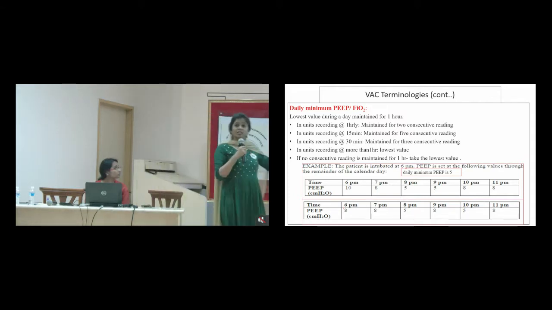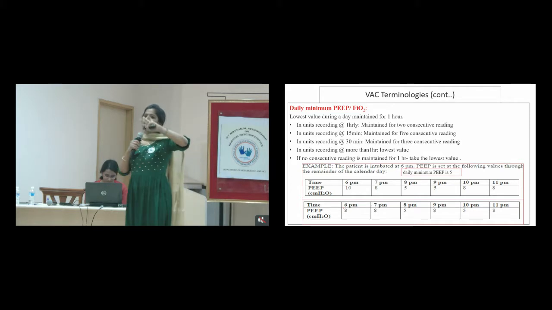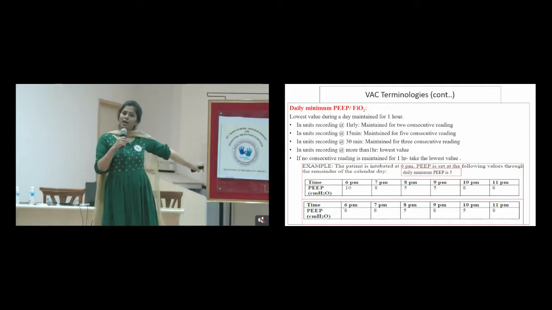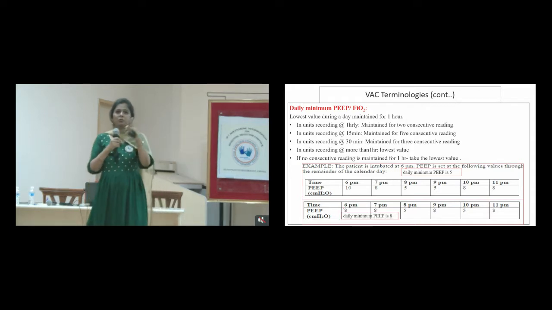You have a consecutive reading. The rule of going to the lowest applies when there is no consecutive reading. You have a consecutive reading. So what is the value here? Are you all clear? No, a few people are still unsure.